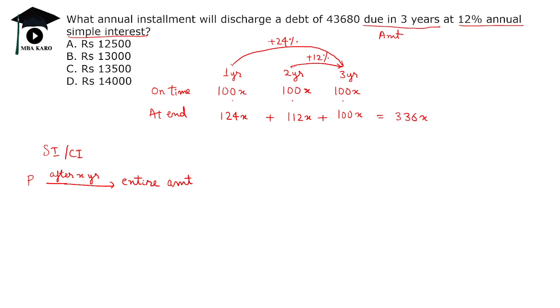Now what is that 336x? This is this value. 43,680 is the amount if you pay at the end. So that is 43680. And what do we need to find? We need to find the annual installment, which is 100x. So what will be the value of 100x? That will be 43680 by 336 into 100.